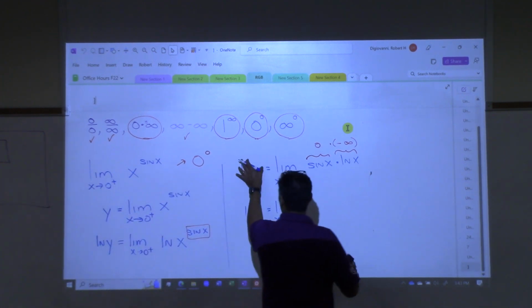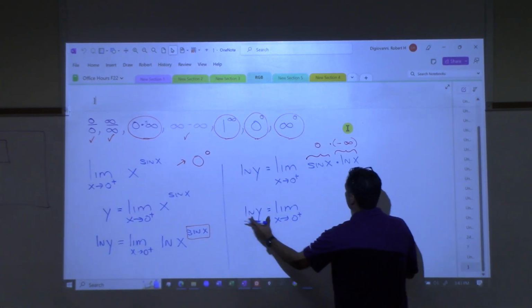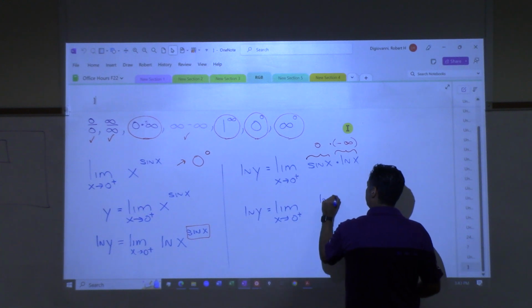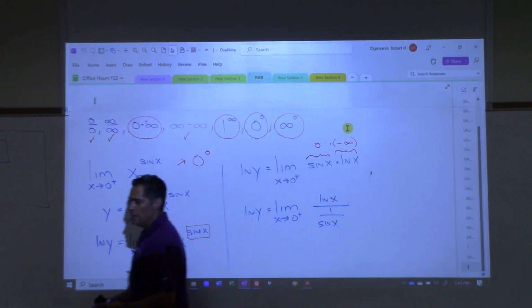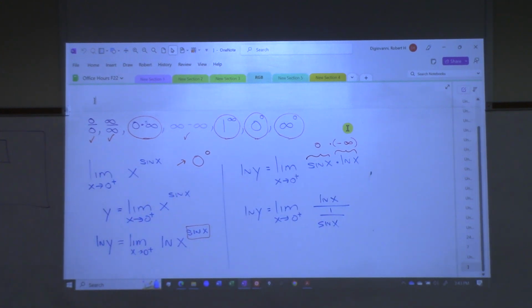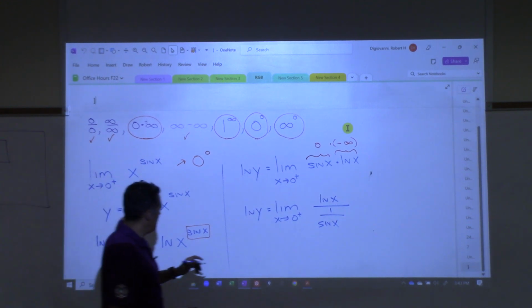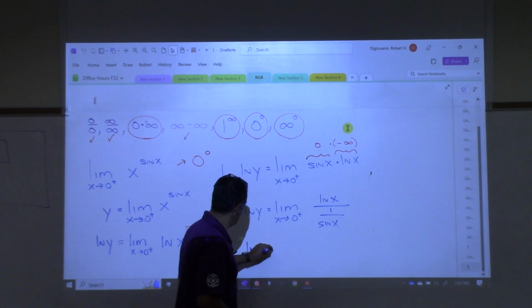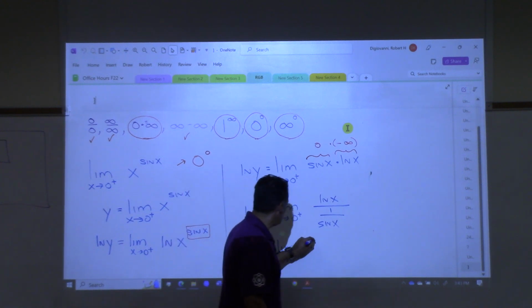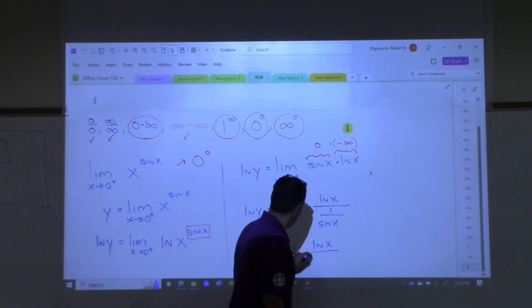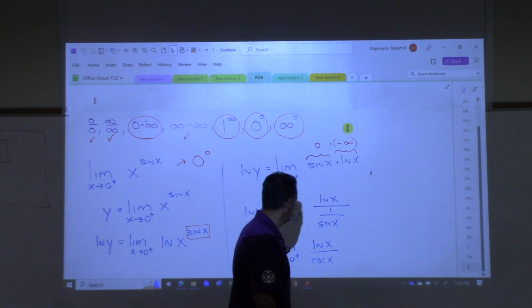Okay, notice I'm going to keep my natural log y equal this whole time. I'm going to leave the natural log of x there. And on the bottom, I have to write 1 over sine, right? Not sine x, 1 over sine x, right? I could also do cosecant. I think I will do cosecant. Okay, so natural log x over cosecant x.